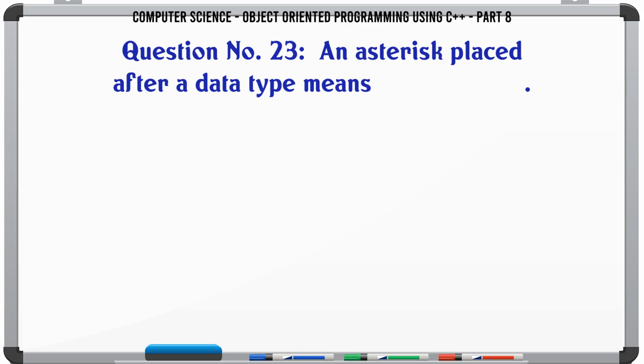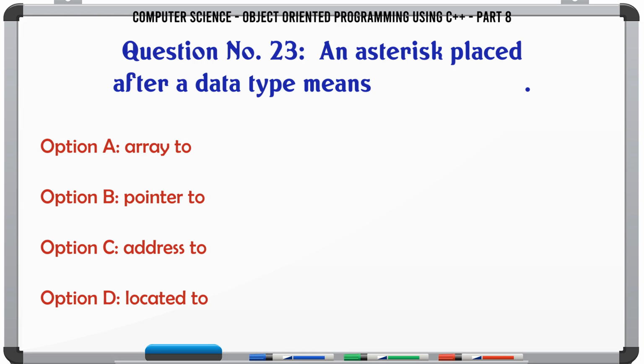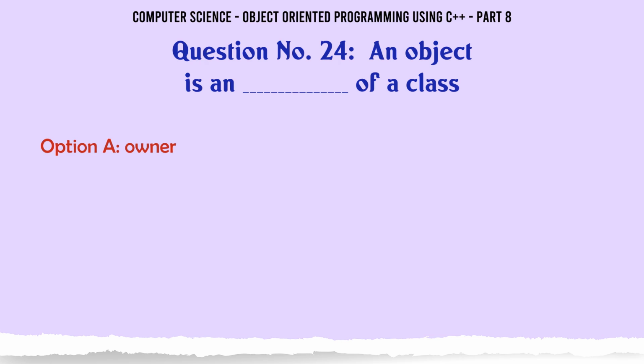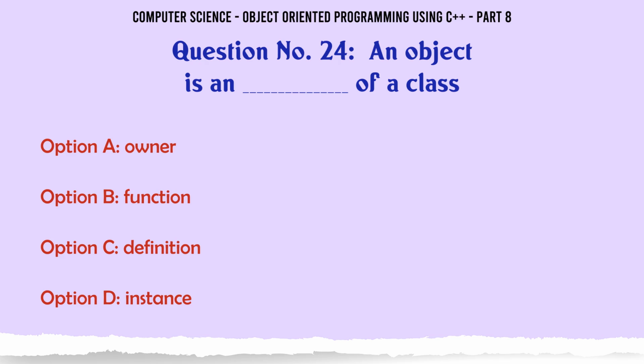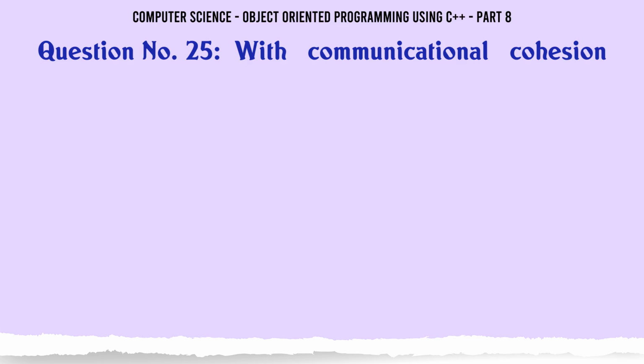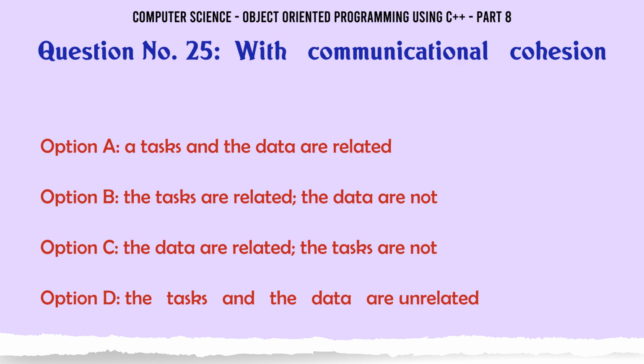An asterisk placed after a data type means A. array to. B. pointer to. C. address to. D. located to. The correct answer is pointer to. An object is an instance of a class. A. Owner. B. Function. C. Definition. D. Instance. The correct answer is instance. With communicational cohesion, A. tasks and the data are related. B. the tasks are related, the data are not. C. the data are related, the tasks are not.